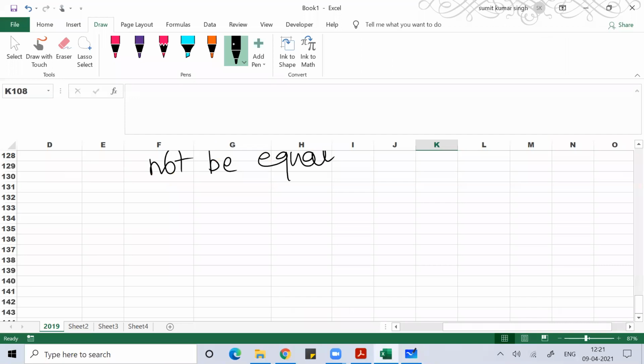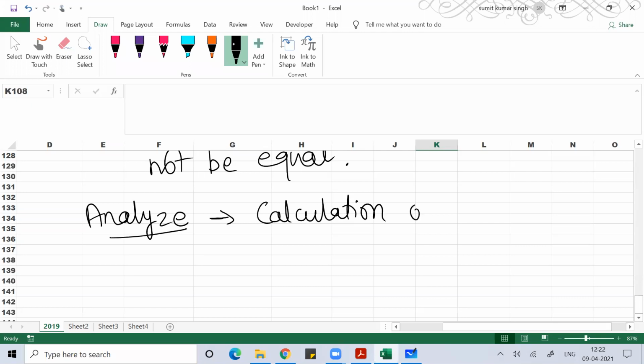If they are not equal, now we need to analyze why they are not equal. We'll analyze the possibility of why mu1 is not equal to mu2, mu3 and mu4. We will find out what went wrong. That calculation is called calculation of critical differences. Now we'll find the critical differences.